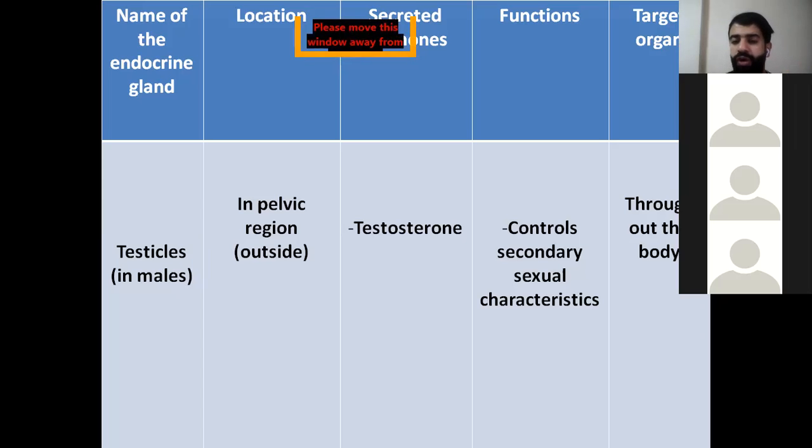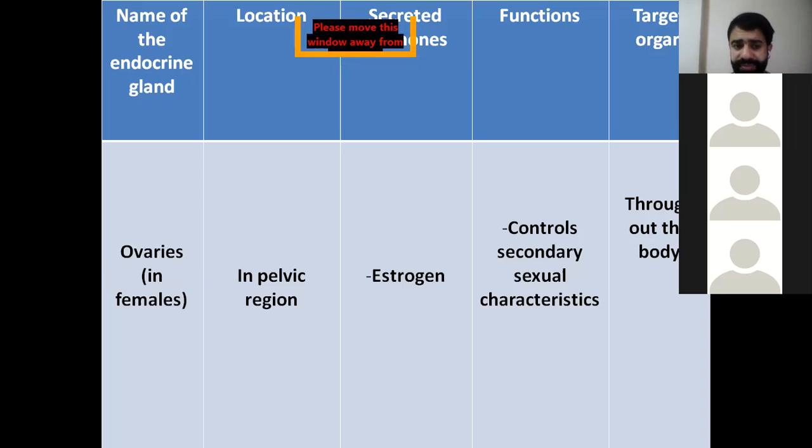While if we move to the ovaries, they are found in females, in the pelvic region, not outside. They are found inside the body. They secrete the hormone estrogen. Next year, we're going to talk about estrogen and progesterone in detail. Estrogen has the normal function of controlling the secondary sexual characteristics. So if we remove the ovaries, ablation of the ovaries, this will lead to the stop of the secretion of this hormone and will affect the secondary sexual characteristics in the females.